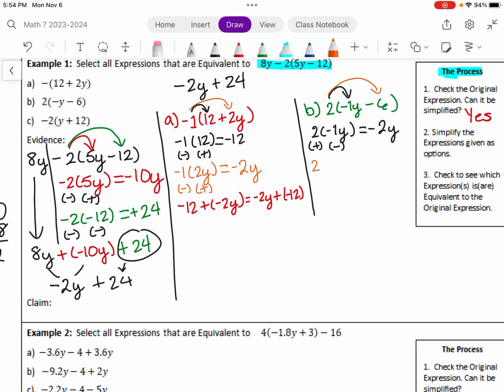Now I distribute my 2 to my negative 6. 2 times 6 is 12. A positive times a negative is a negative. So this is going to be negative 2y plus negative 12.